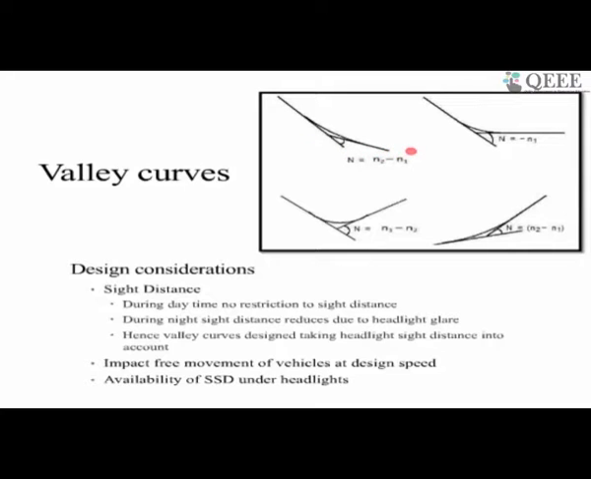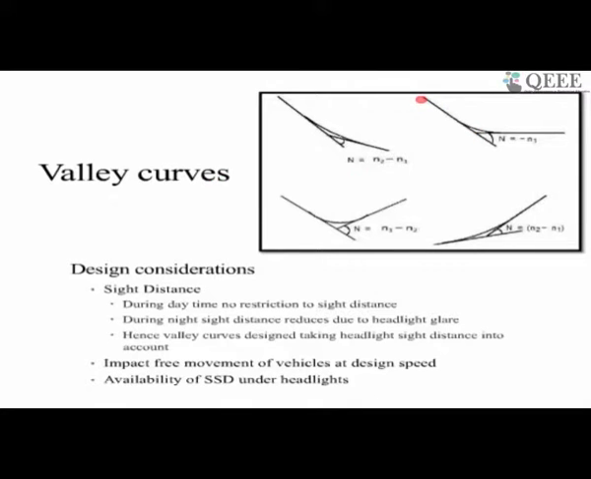So N2 is positive, but N1 is negative. I mean, both are negative, but if we subtract it, N2 becomes positive and N1 will remain negative. So N1 is always greater than N2 in this particular case. Definitely this will result in a negative value, which means we are going to get a valley curve.